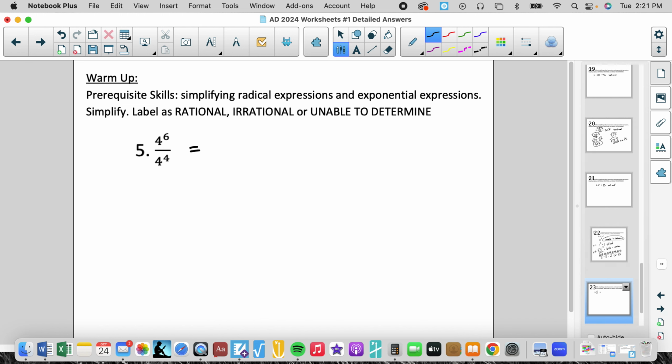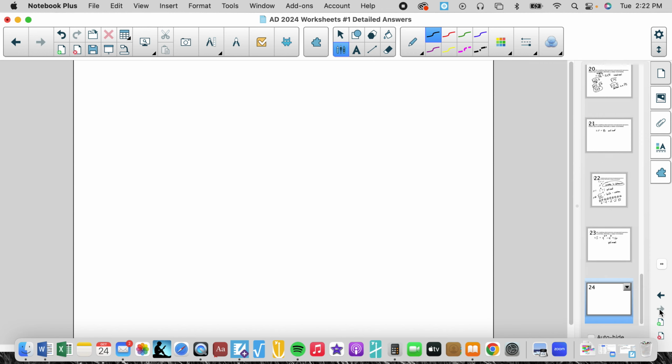When we are dividing like bases, we are going to subtract their exponents. This becomes 4 to the 2nd, or 16. And so that is going to be rational. Okay. What a good first worksheet. That is some brain stretching stuff, but it's good.